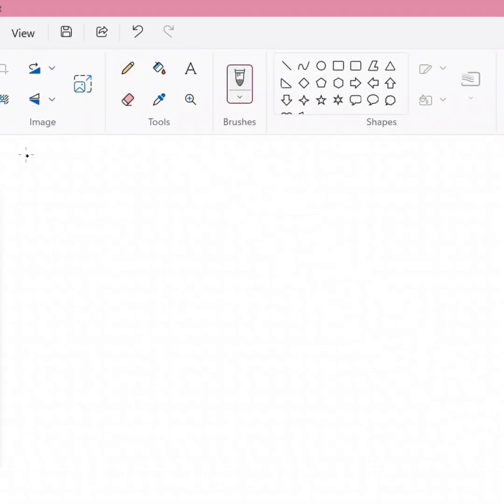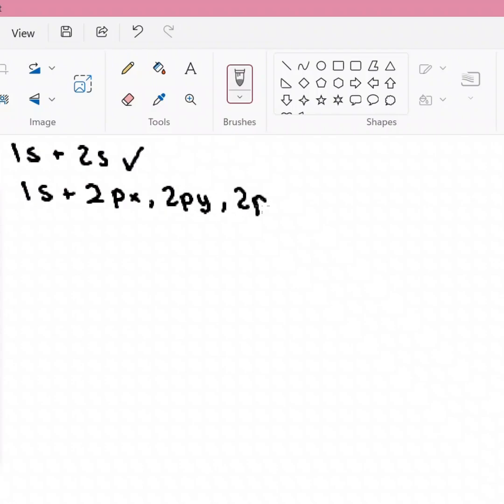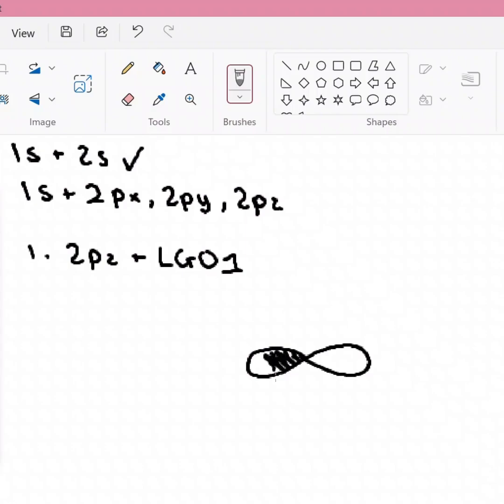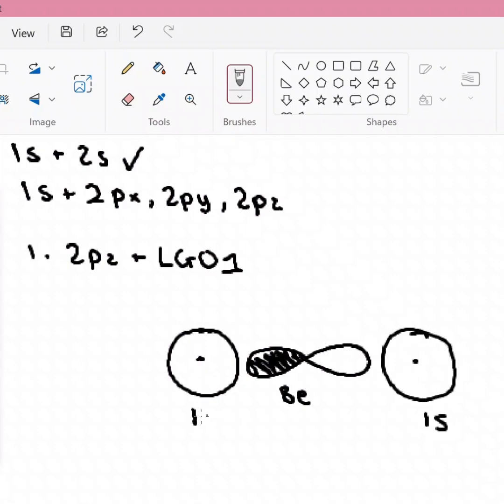We have already considered the hydrogen 1s with the beryllium 2s, but we still need to think about how the hydrogen 1s will interact with the 3 beryllium 2p atomic orbitals. Let's start by looking at 2pz with LGO1. If we draw a 2pz atomic orbital and two hydrogen 1s atomic orbitals, on one side, the atomic orbitals are in different phases, so there is destructive overlap.